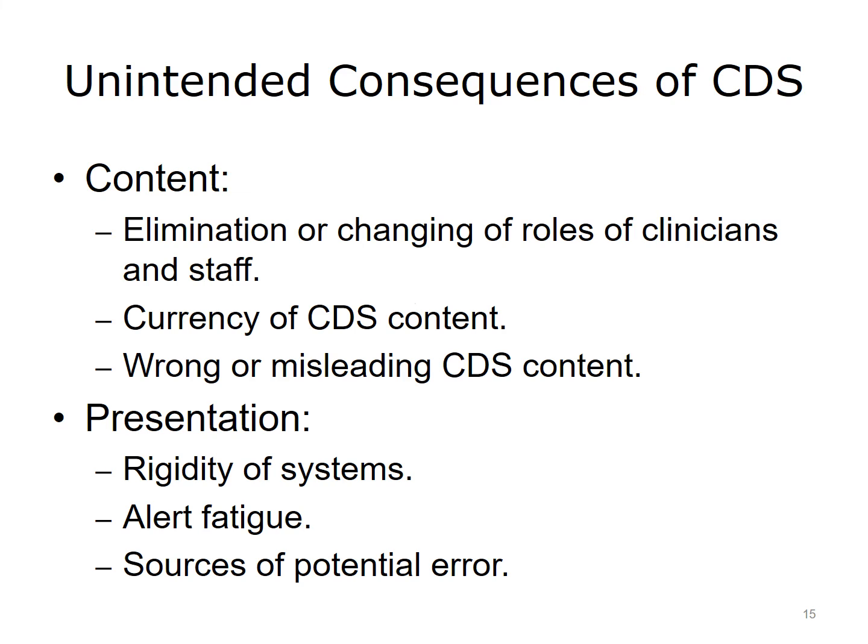Another content-related consequence is wrong or misleading clinical decision support content. An example of this would be a clinical decision support rule that leads clinicians to order something that is not adequately stocked. Another example is when contradictory advice is offered by 2 separate clinical decision support rules. The second category of unintended consequences is presentation. This category includes rigidity of systems, alert fatigue, and other sources of potential error.